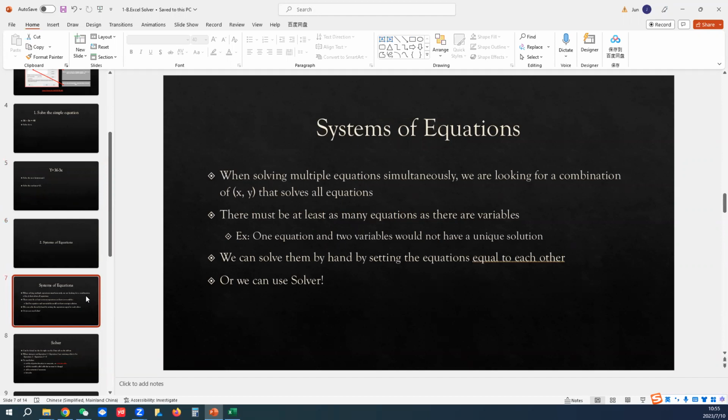A system of equations means multiple equations should hold simultaneously. In order to solve it, we are looking for a combination of x and y, or a combination of variables, that solves all equations. To have a definite answer, we require at least as many equations as there are variables. Maybe you have heard 2 equations for 2 unknowns, 3 equations for 3 unknowns. That's what this means.